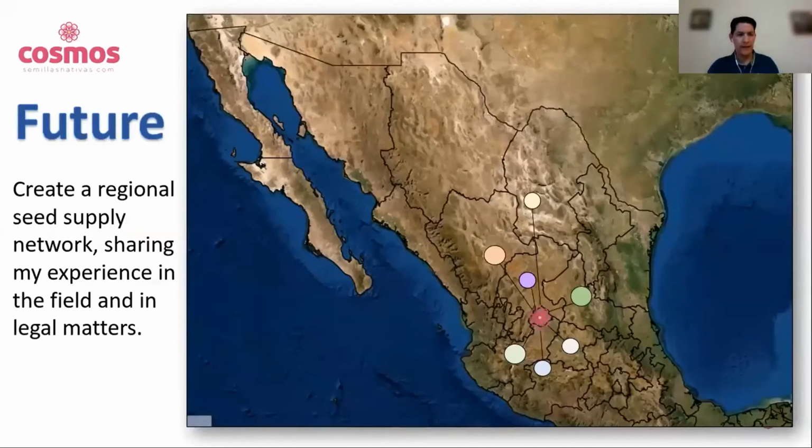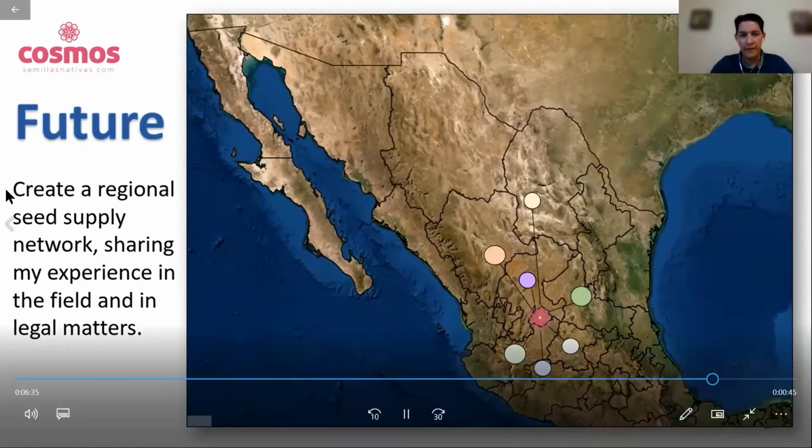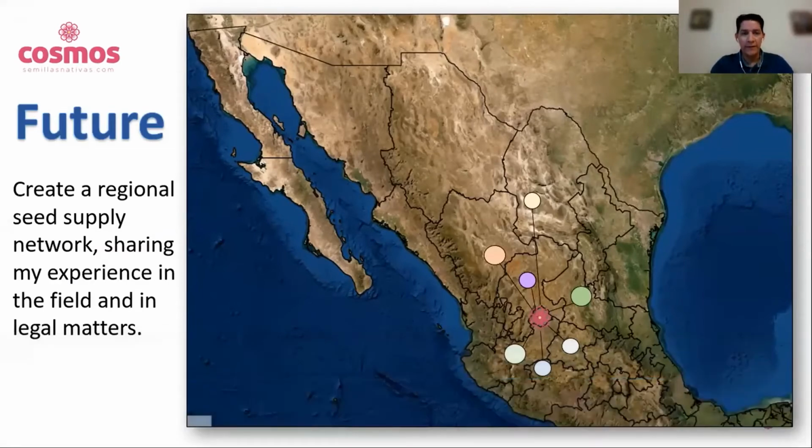Finally, for the future, I hope I can create a regional seed supply network, taking advantage of the experience I have acquired in the field, collecting seeds and working with seeds in general, working with the wildflower strips, creating pollinator habitat, and the experience acquired getting the permits.